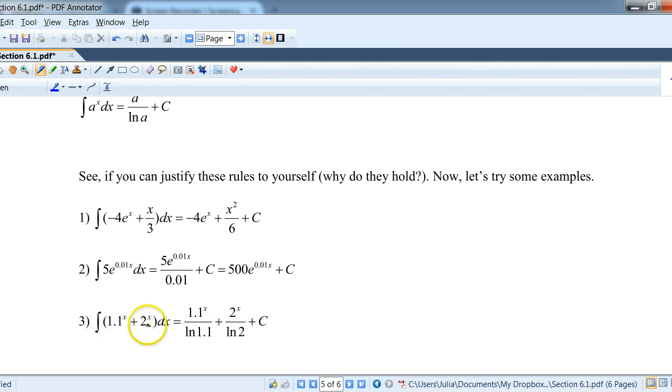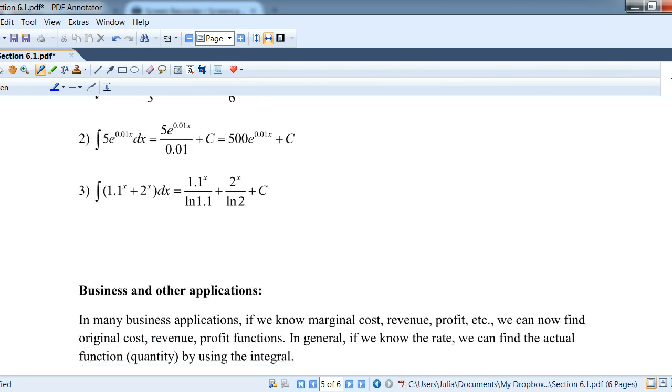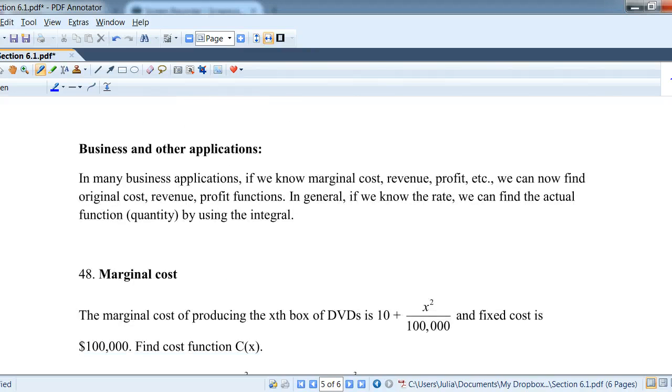And here is the basis other than e. So it's basically themselves, both of them divided by ln of the base. Okay, so fairly simple if you take your time to practice with them. And let's take a look at some quick examples.